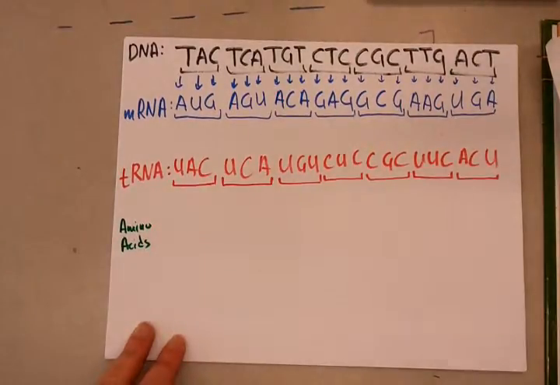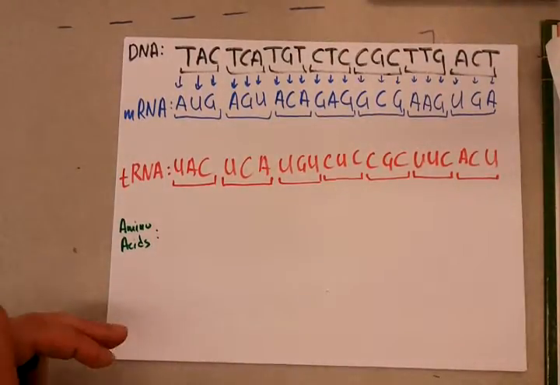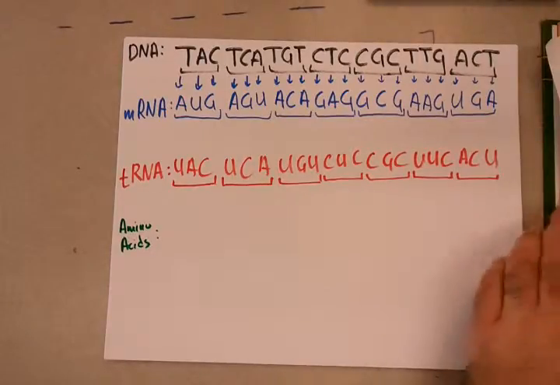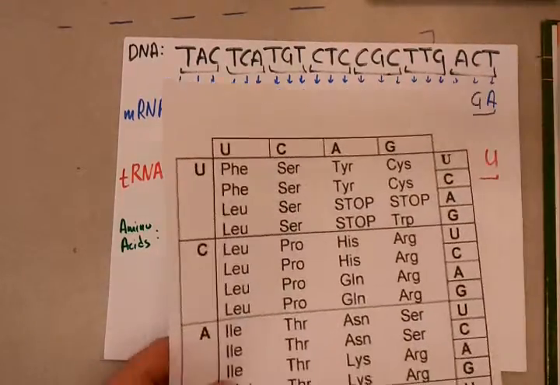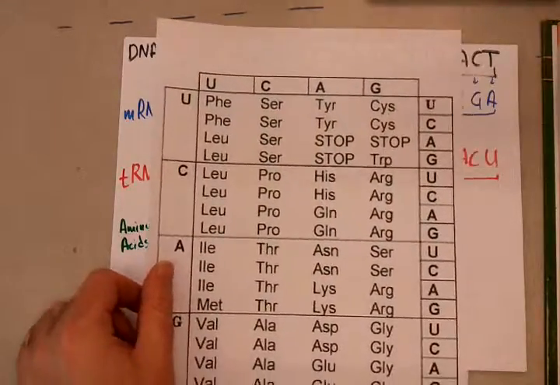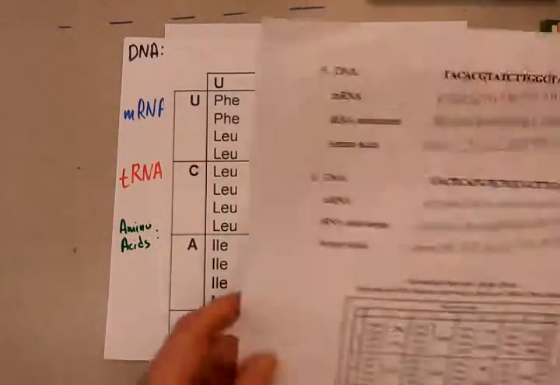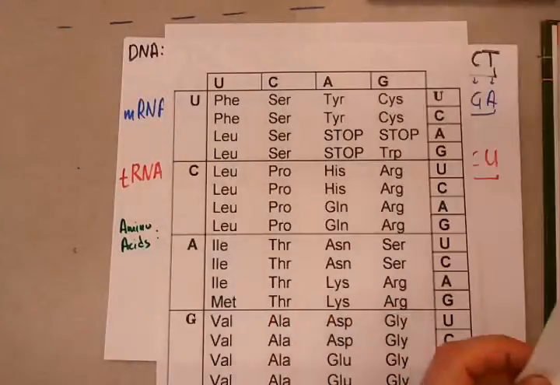So the DNA was in black, the mRNA is in blue, the tRNA is in red, and now the amino acids are going to be in green, and I'm getting the amino acids from the mRNA sequence. Alright, let's take a look here. Now you need one of these charts. I know it's a bit low resolution, but it'll have to do. You had a similar chart, a little bit smaller, which is why I'm not using it, in the back of your worksheet, but it's pretty much the same.